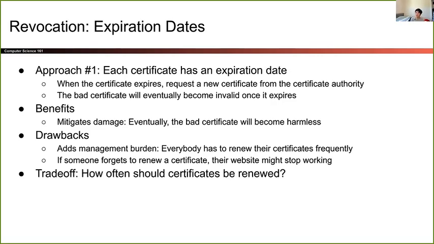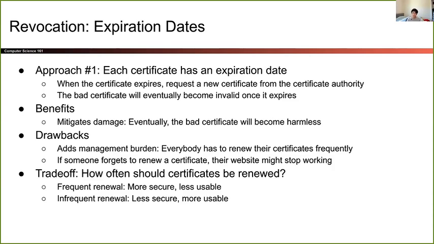We also have a trade-off of how often certificates should be renewed. If we require that they're renewed every 5 minutes, in theory, this is more secure because now any malicious certificate will only last for 5 minutes. But it also means that your system administrator has to go and ask for their certificate to be renewed every 5 minutes. So it's really annoying and it's not usable. And as we mentioned in lecture 1, if your security system is unusable, it will be unused.